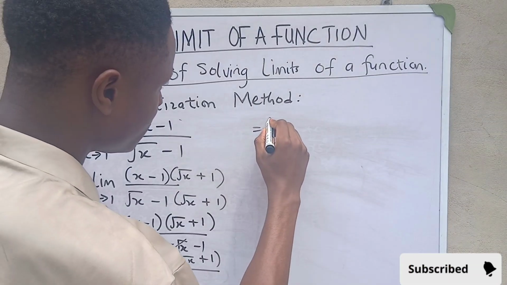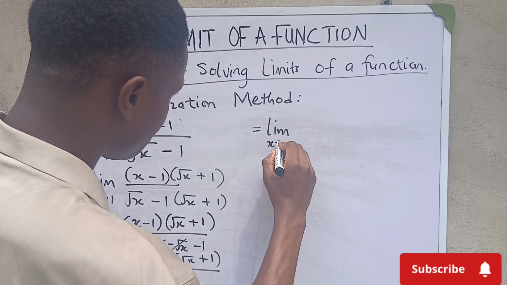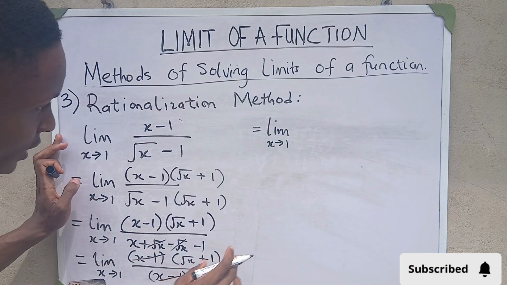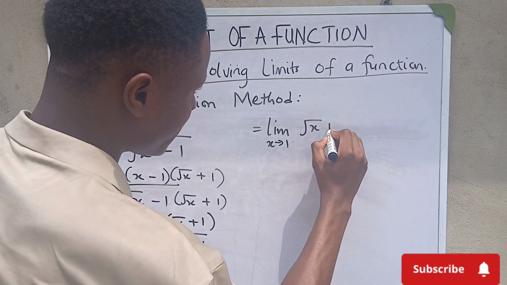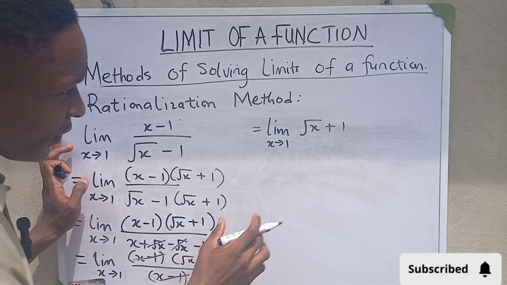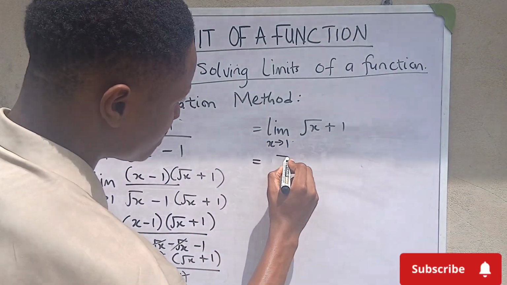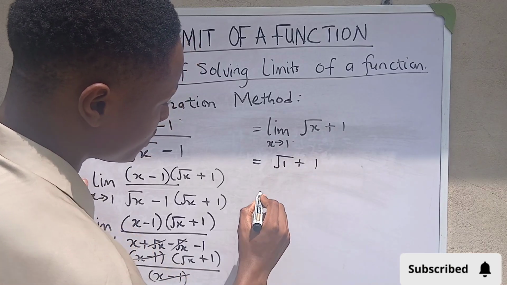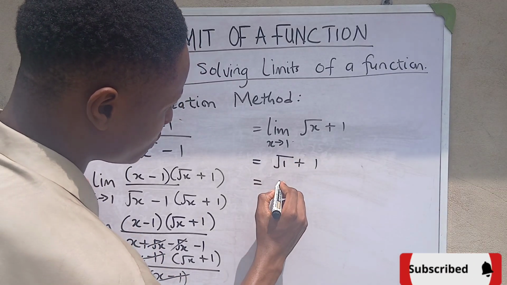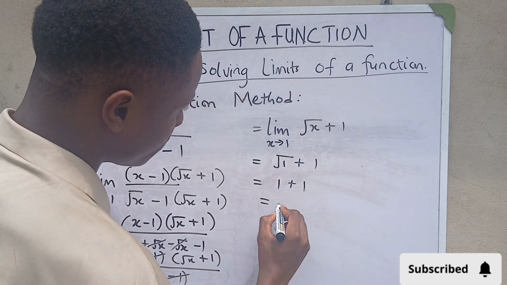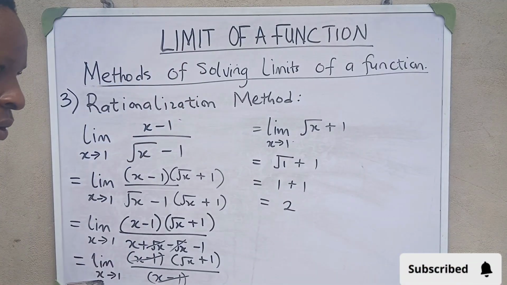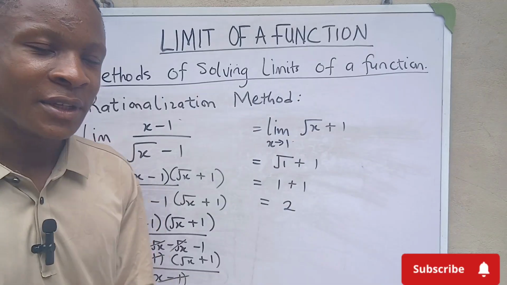So this is the limit of x approaching 1. Now we'll be having square root of x plus 1. So now we can substitute our value of x as 1. So we have square root of 1 plus 1, where square root of 1 is 1, plus 1, which is 2. So this is our answer for the equation.